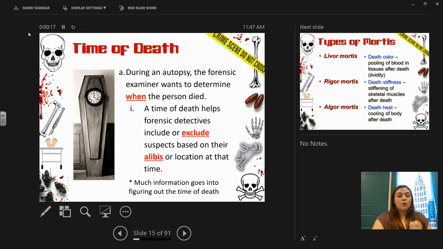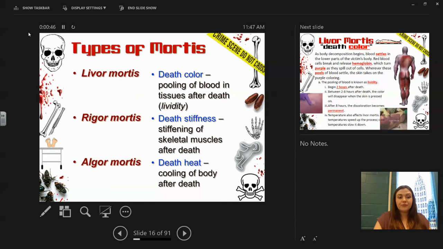Okay. So during an autopsy, the forensic examiner wants to determine when the person died. A time of death helps forensic detectives include suspects based on their alibis or location at the time. Much information goes into figuring out the time of death. There are a lot of different things we can look at, but the time of death is very important to be accurate. If we don't have an accurate time of death, we can't check their alibis or their locations. There's not a lot to go on after that.